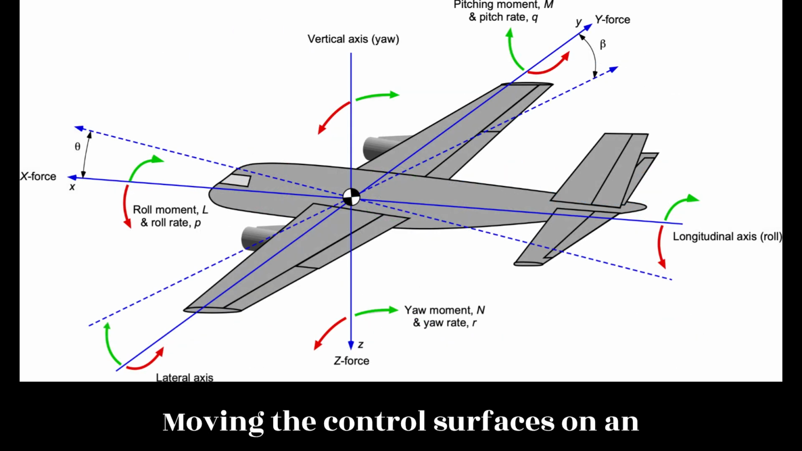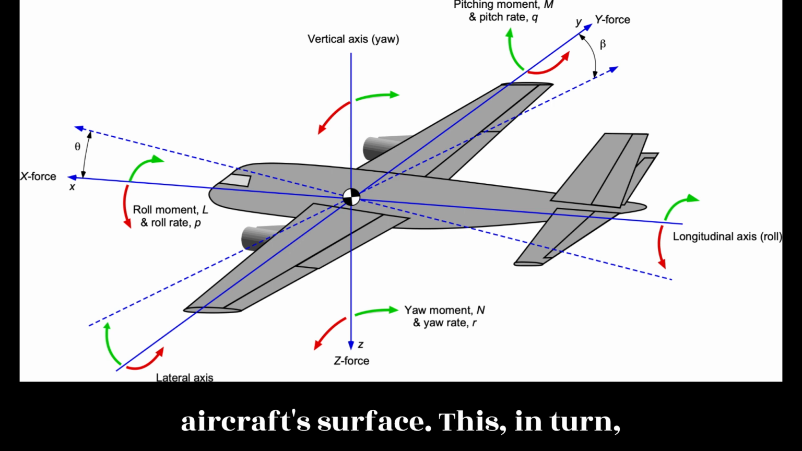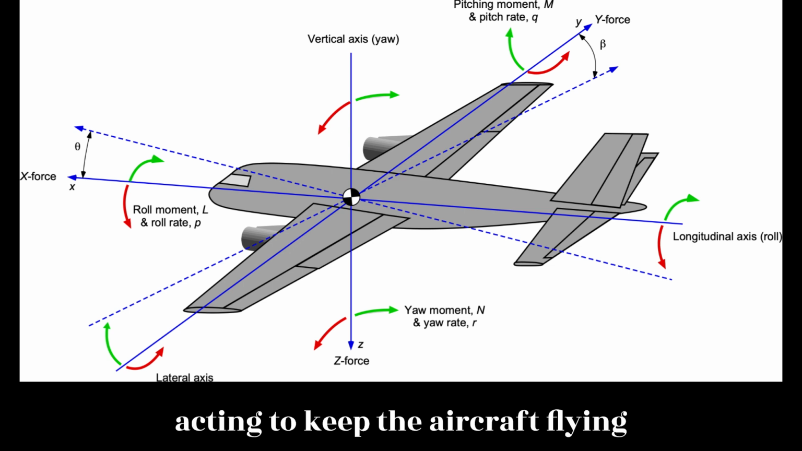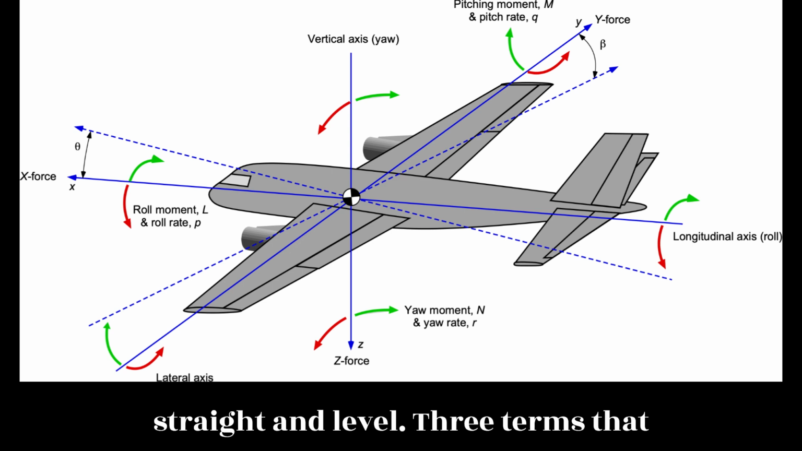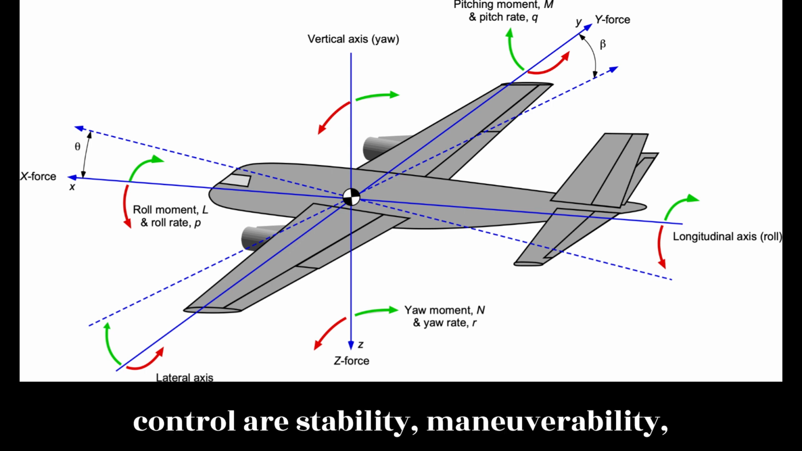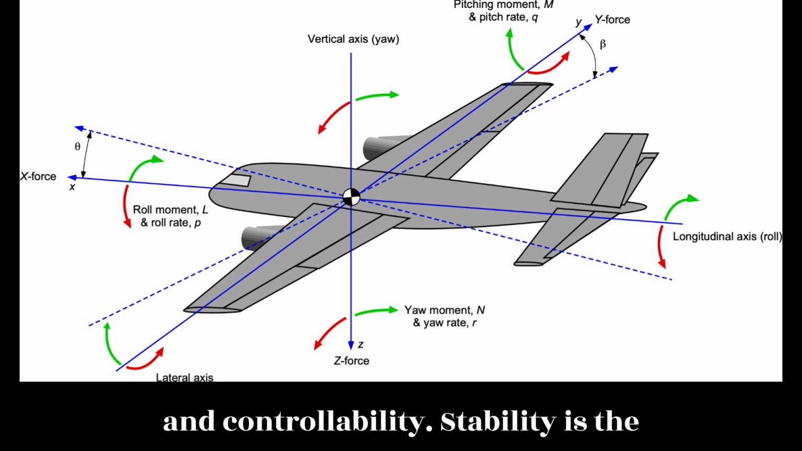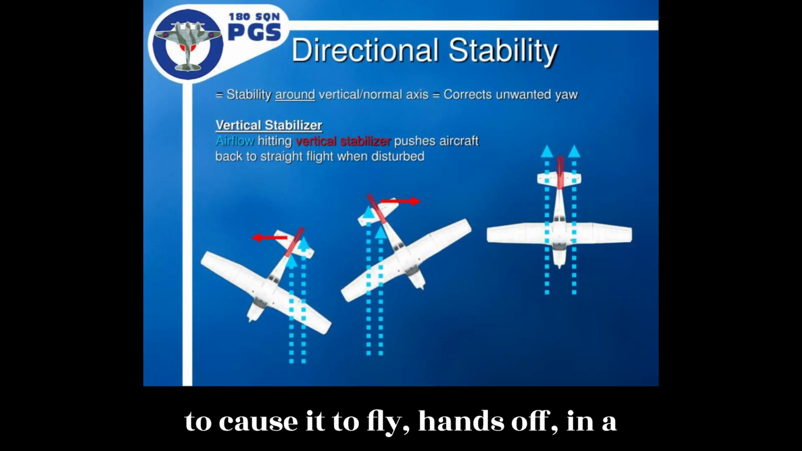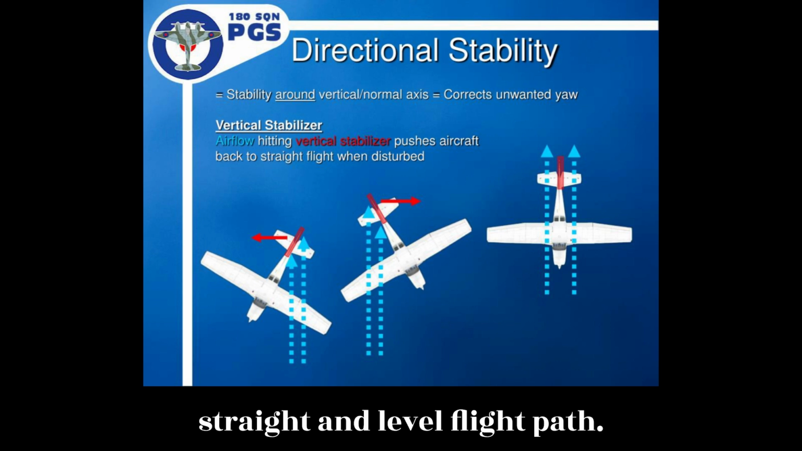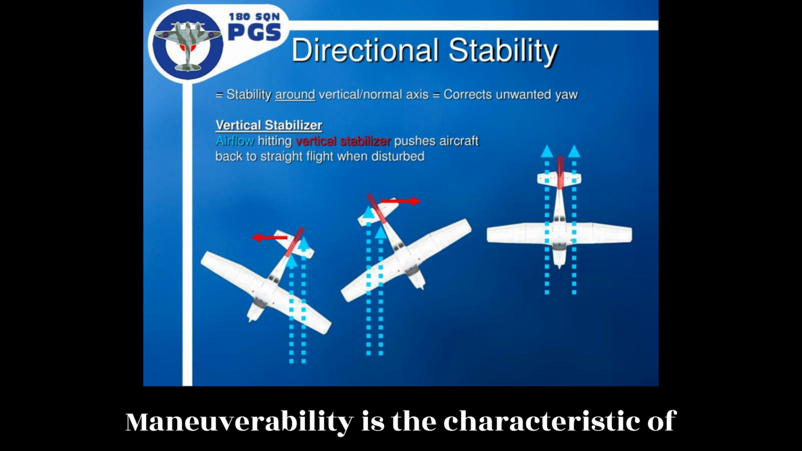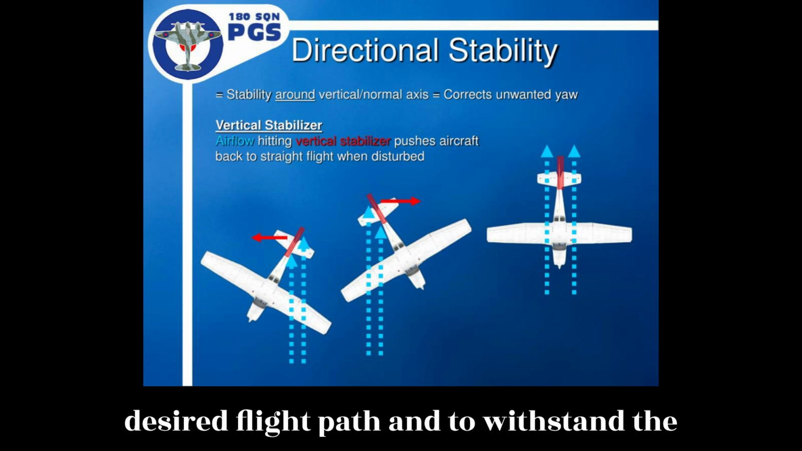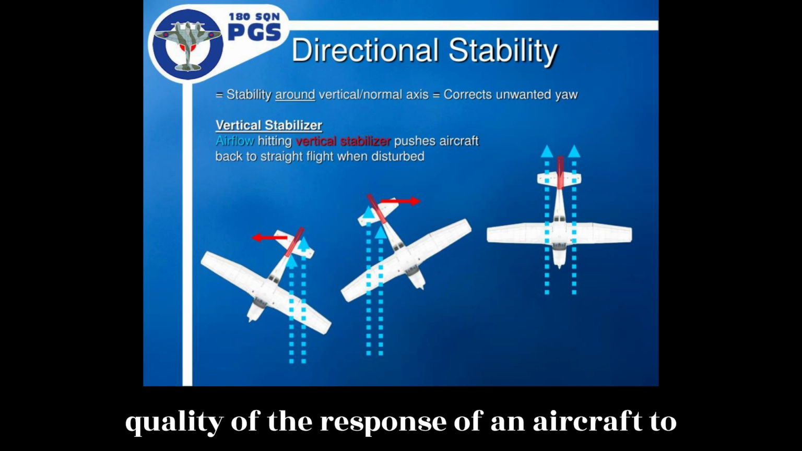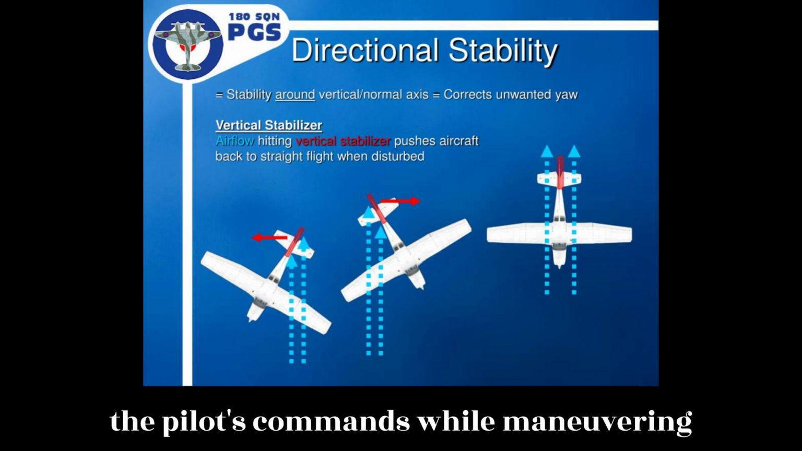Moving the control surfaces on an aircraft changes the airflow over the aircraft's surface. This, in turn, creates changes in the balance of forces acting to keep the aircraft flying straight and level. Three terms that appear in any discussion of stability and control are stability, maneuverability, and controllability. Stability is the characteristic of an aircraft that tends to cause it to fly, hands-off, in a straight and level flight path. Maneuverability is the characteristic of an aircraft to be directed along a desired flight path and to withstand the stresses imposed. Controllability is the quality of the response of an aircraft to the pilot's commands while maneuvering the aircraft.